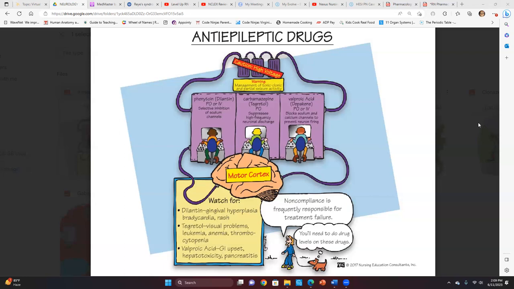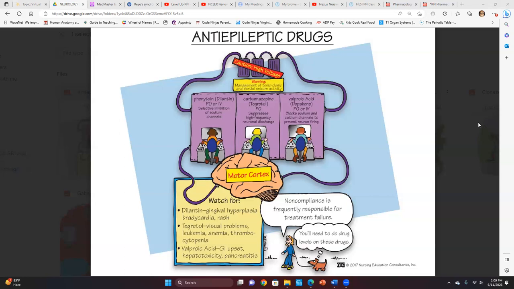Now, patients that do have seizures should be wearing a medical alert bracelet. They should not be driving. They should not be doing anything that will put them in danger, like operating heavy machinery. If this was my babysitter, I would probably get a different babysitter, because we don't know when they can actually have a seizure.